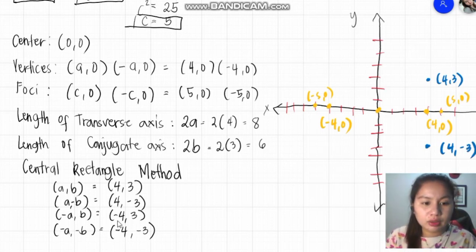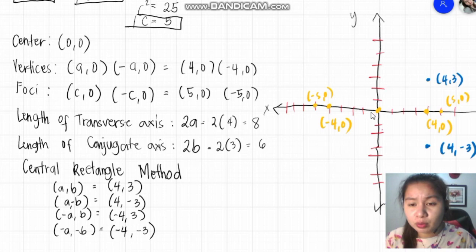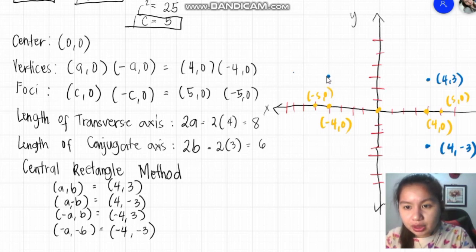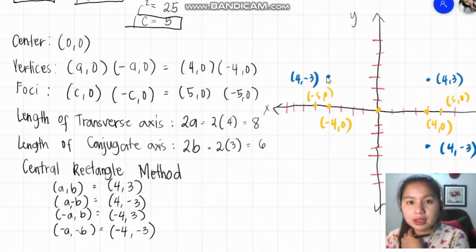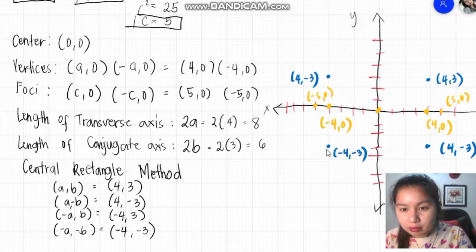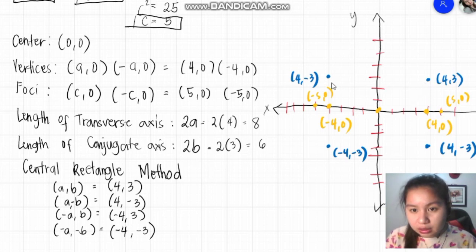Next natin, yung pangatlo is negative 4 and positive 3. 1, 2, 3, 4. And then, positive 3. So, 1, 2, 3. Andito siya. Ito si negative 4 and positive 3. Next naman natin is the negative 4, negative 3. So, negative 1, 2, 3, 4, negative 4, and then negative 3. 1, 2, 3. So, andito siya. Okay, so ito si negative 4 and negative 3. Ayan. So, nakikita nyo yung rectangle natin.